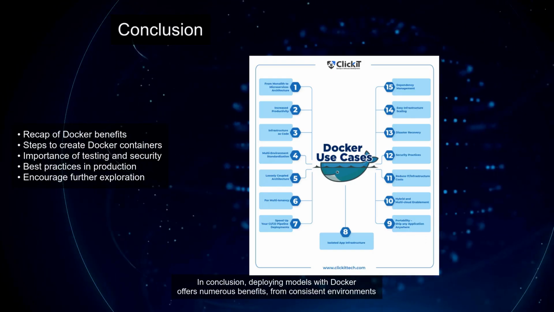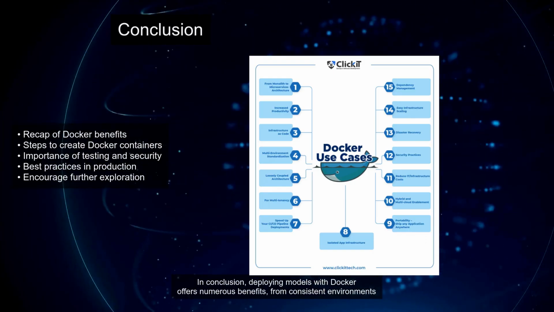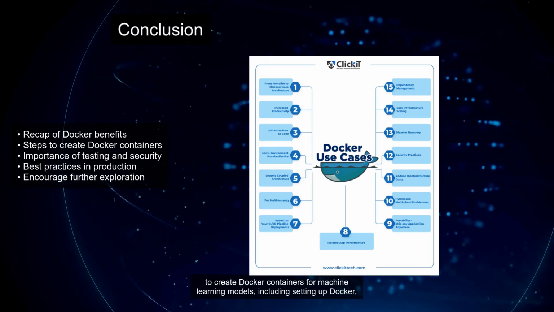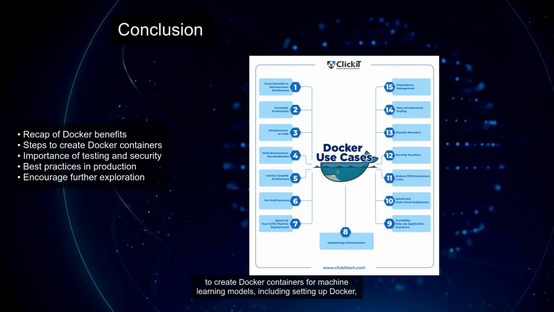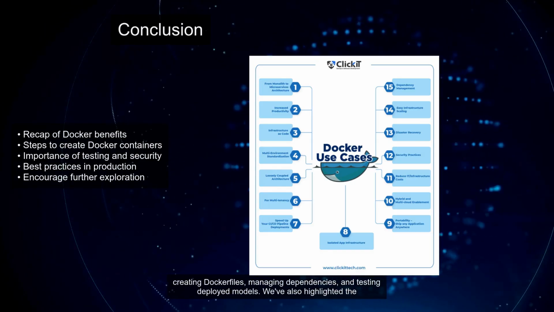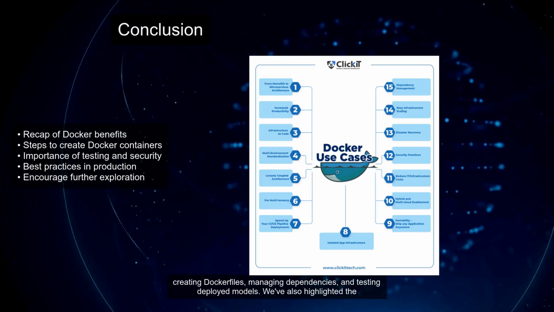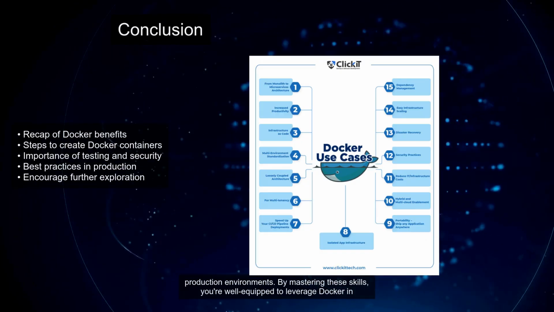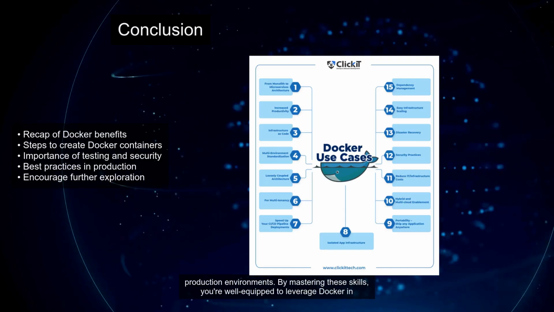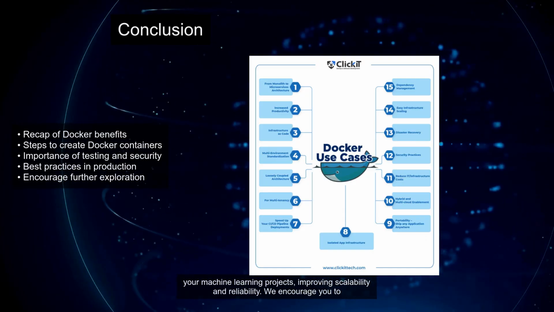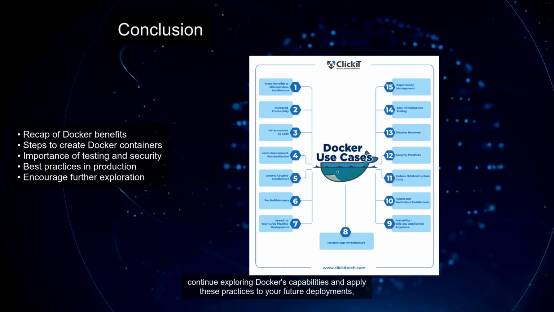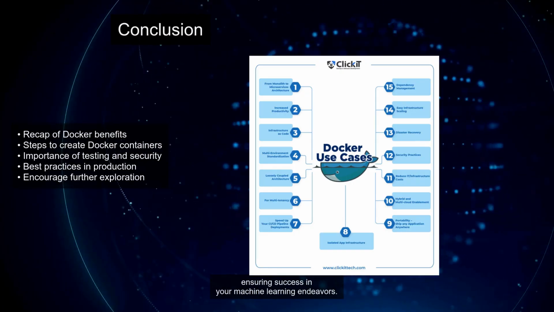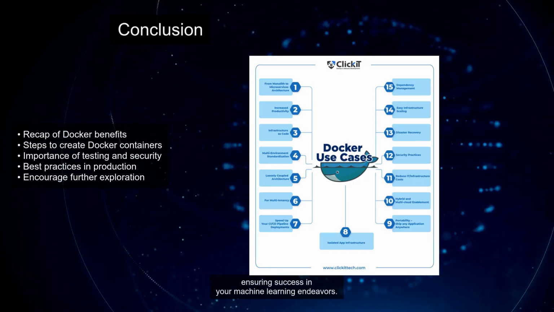In conclusion, deploying models with Docker offers numerous benefits, from consistent environments to simplified deployment processes. Throughout this video, we've explored the steps required to create Docker containers for machine learning models, including setting up Docker, creating Dockerfiles, managing dependencies, and testing deployed models. We've also highlighted the importance of securing your model APIs and adhering to best practices in production environments. By mastering these skills, you're well equipped to leverage Docker in your machine learning projects, improving scalability and reliability. We encourage you to continue exploring Docker's capabilities and apply these practices to your future deployments, ensuring success in your machine learning endeavors.